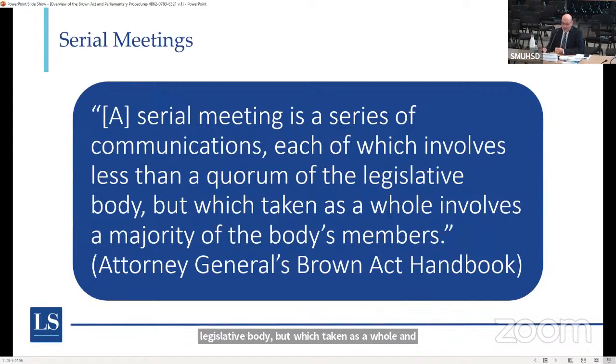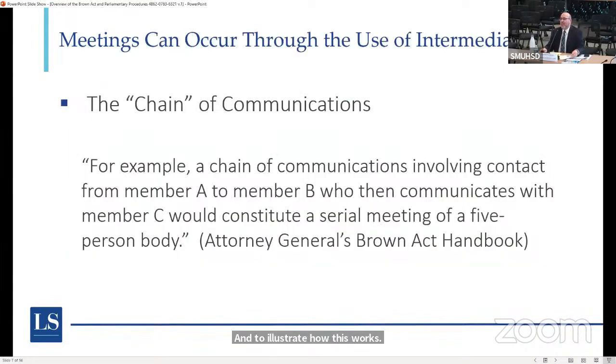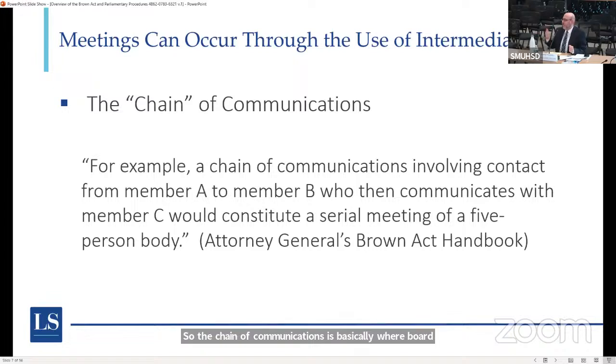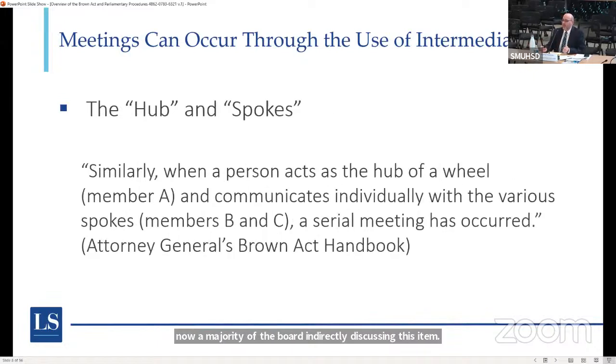And to illustrate how this works, and I'm going to take you through this, there's chains and there's hubs. This is all again from the Attorney General, and those of you who've done Brown Act trainings before know those terms. So the chain of communications is basically where board member A says something to board member B, and then board member B goes to board member C. Even though they're not all talking in the same room at the same time, you have now a majority of the board indirectly discussing this item. That's a serial communication. Or you have a hub and spokes. You have board member A talks to board member B, and board member C talks to board member B, and board member D talks to board member C.